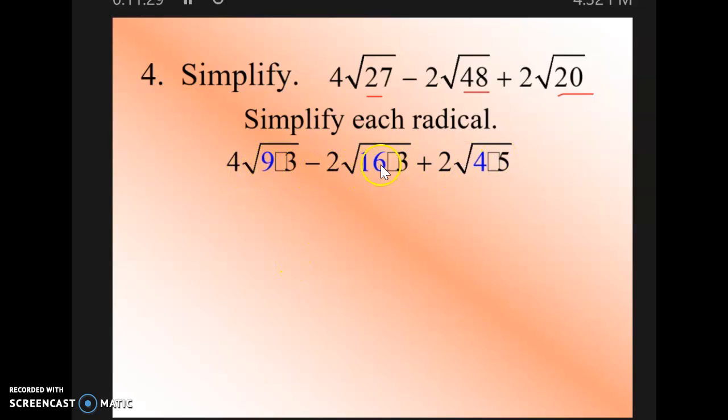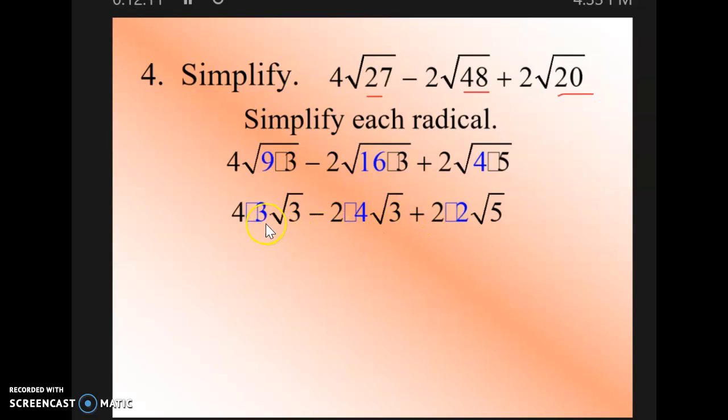Now, why do you think these numbers are highlighted in blue? That's because they are perfect squares. 9 is a perfect square, and it can come out as a 3 because the square root of 9 is 3. So 4 times 3, and the square root of 16 is 4, so it comes out, and that's 2 times 4. And then this blue 4, the square root of 4, comes out as 2.